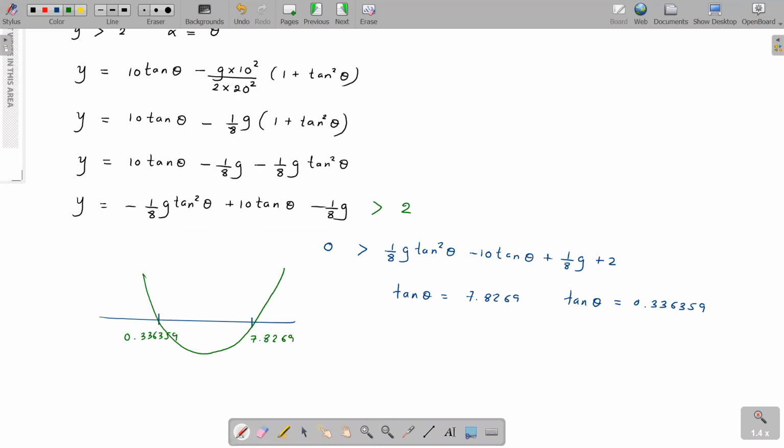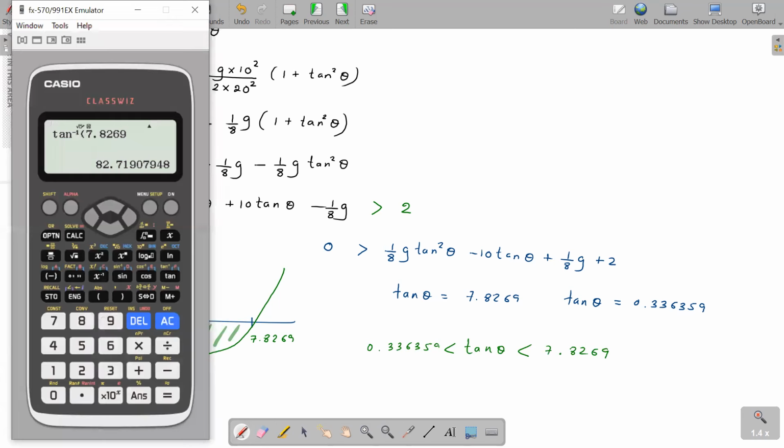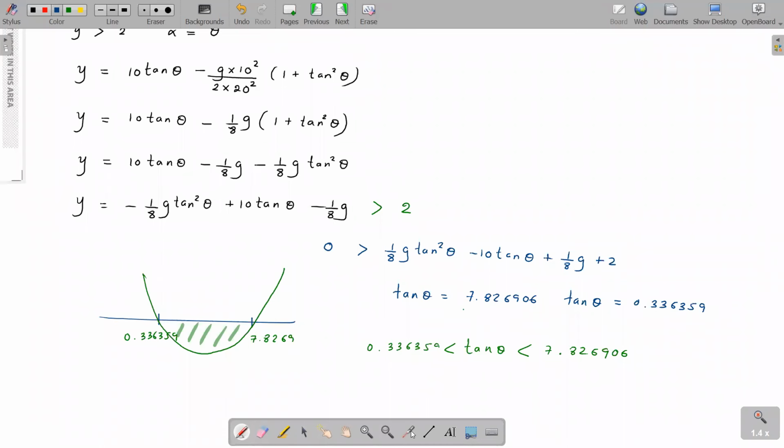Are you with me? So where does tan theta fall here? Tan theta falls in between. I want the range where it's negative, which means I want this down part, so tan theta will be in between 0.336359 and 7.8269. Can I have another extra decimal here? Yeah, so 0.6. Okay, the next one.